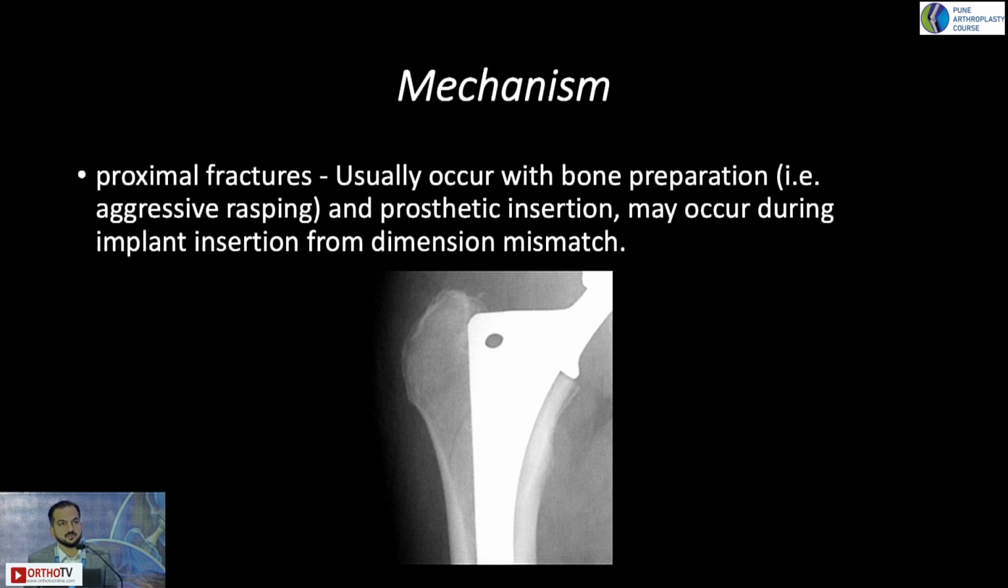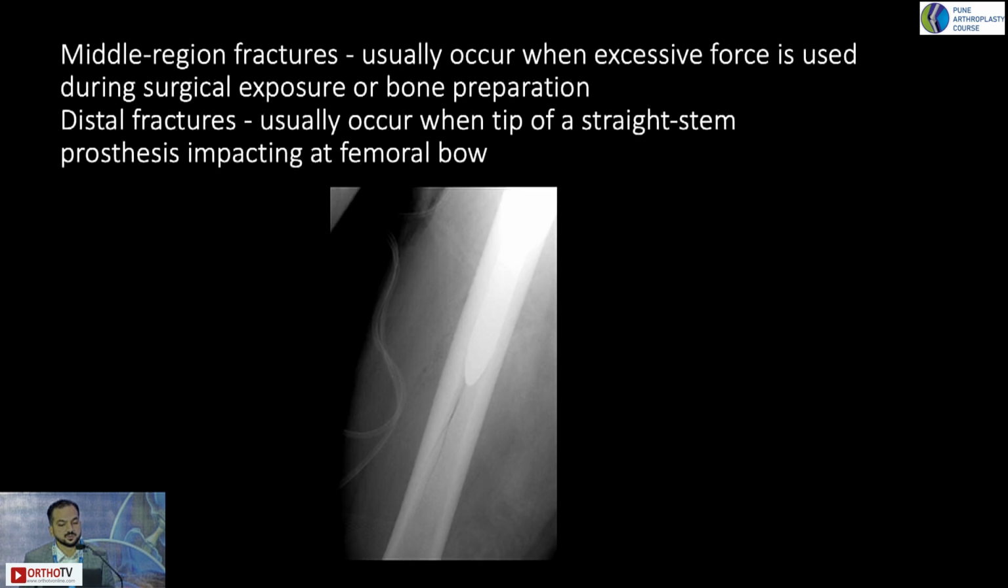So normally how does it happen, what is the mechanism? In the proximal femur, it usually occurs with bone preparation, that is aggressive rasping, and prosthetic insertion; it may occur during implant insertion from dimension mismatch. Middle region fractures usually occur when excessive force is used during surgical exposure or bone preparation. And distal fractures usually occur when the tip of a straight stem prosthesis impacts at the femoral bow.